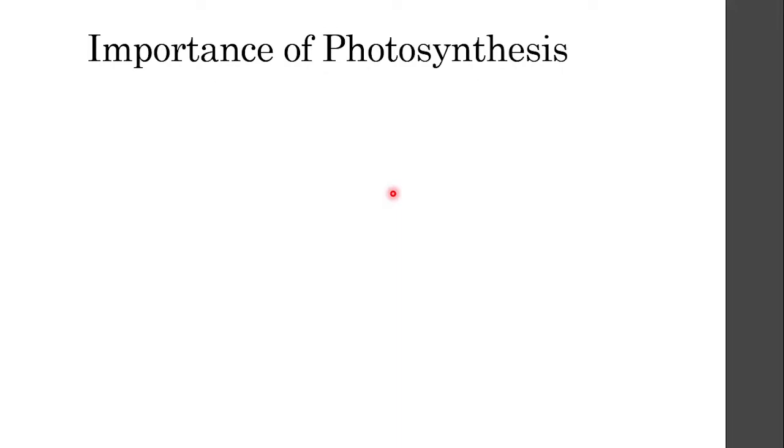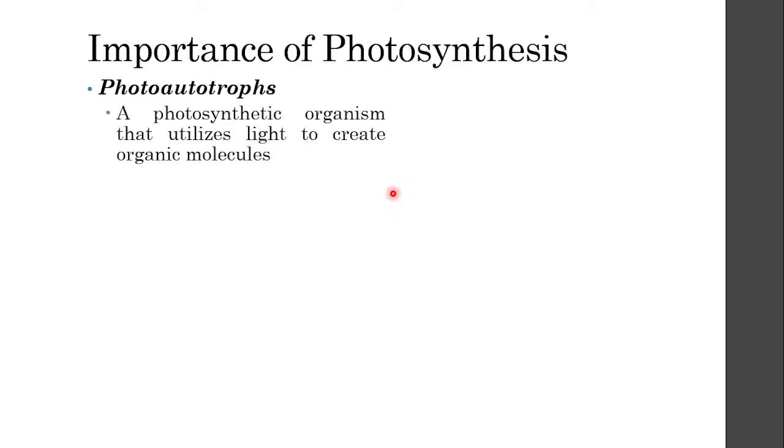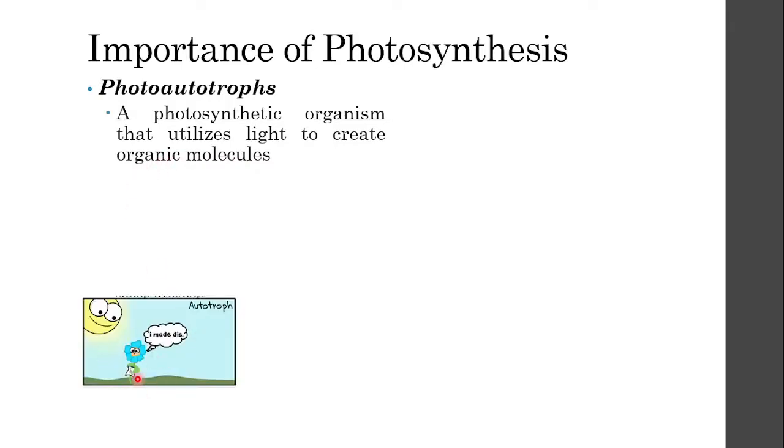Another thing of the importance of photosynthesis is what we call the photoautotrophs. Photoautotrophs are basically photosynthetic organisms that utilize light to create organic molecules such as carbohydrates. Photoautotrophs are, for example, plants. So they can utilize the sunlight to create something, or in this situation, organic molecules. So why are these important?